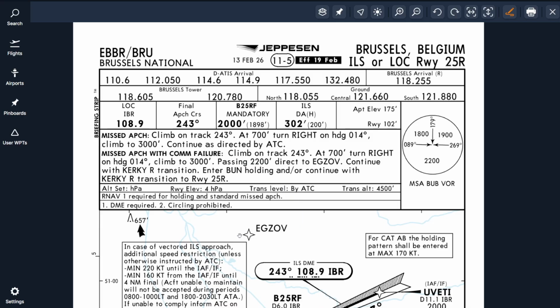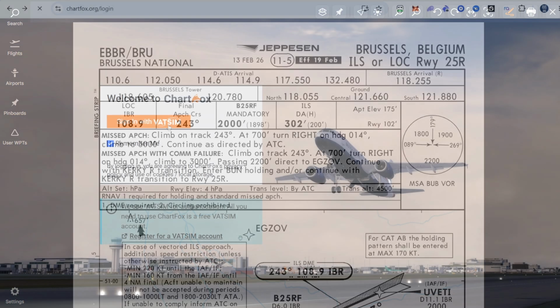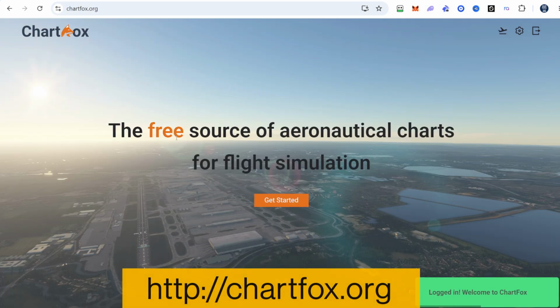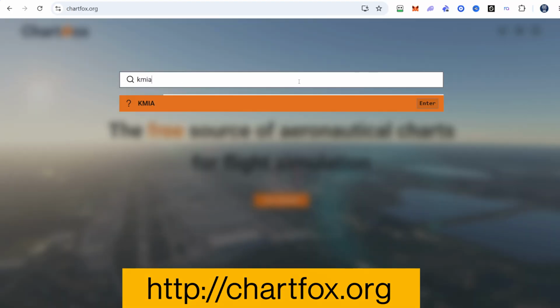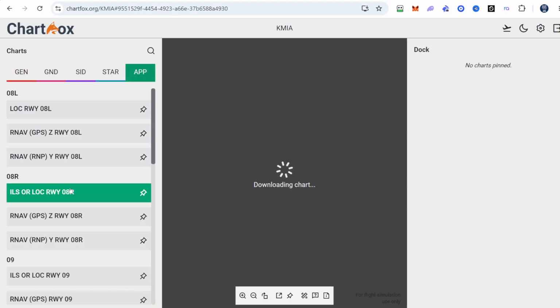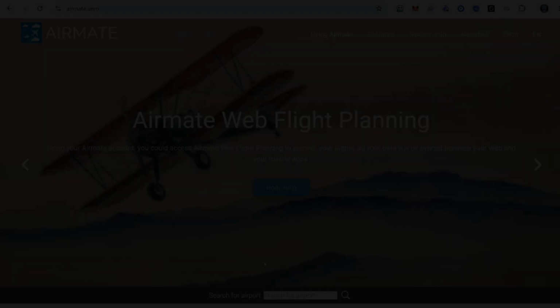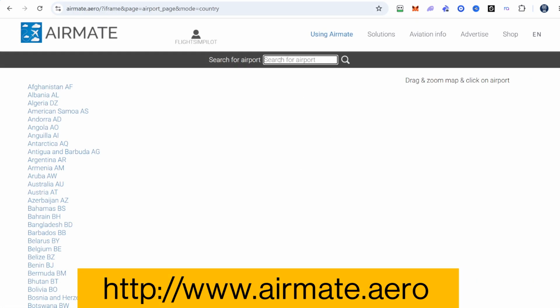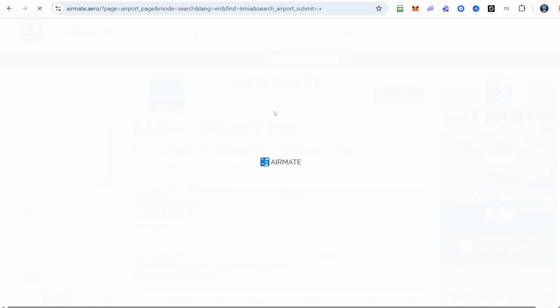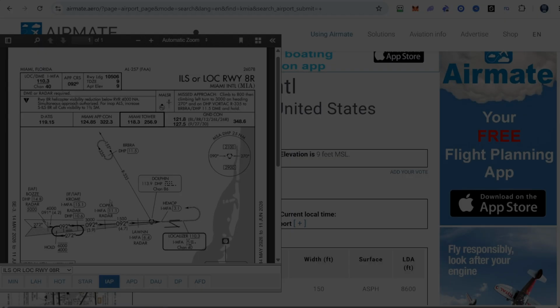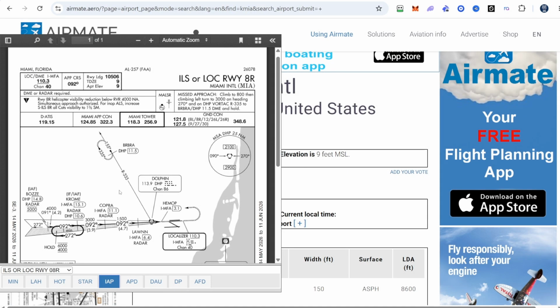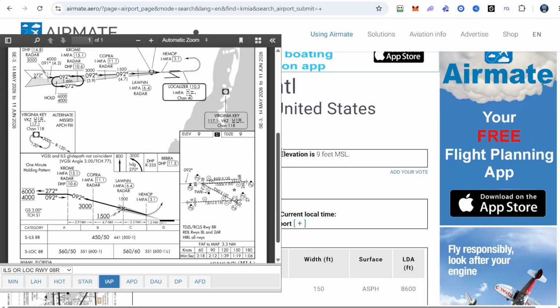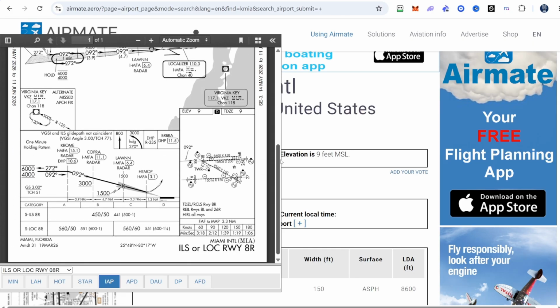You can find Jeppesen charts in Navigraph, but if you don't have a Navigraph subscription, you can find them on the ChartFox website, but you will need a free VATSIM account to log in and use these charts. You can also use the AirMate website to find airport charts. AirMate is also free to use and has a nice collection of charts for airports all over the world. They use official government charts for each country, so they are not standard like Jeppesen charts are, but if you can get past that, it's a free option to get your charts.